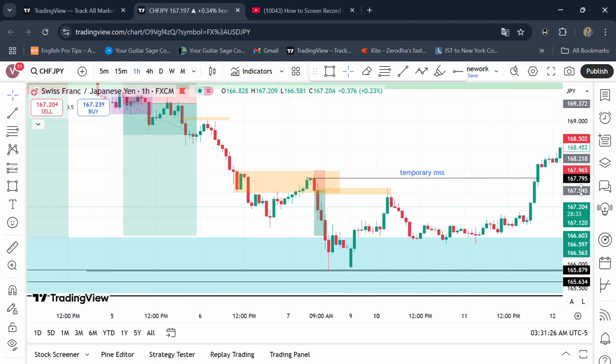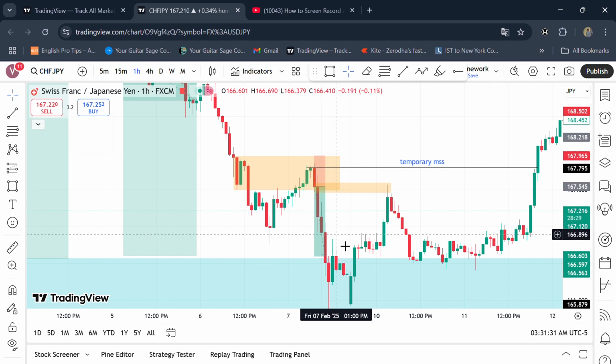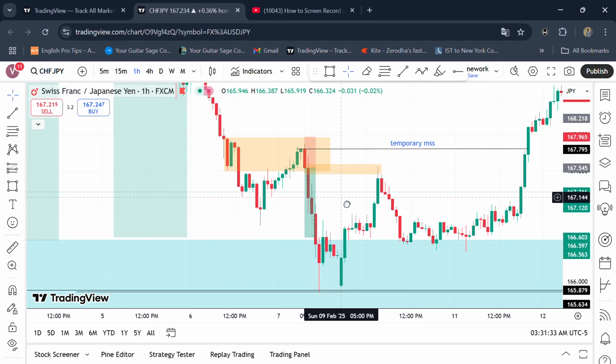That's what happened. You can see within just a few candles, a low resistance liquidity got created and it went straight down.